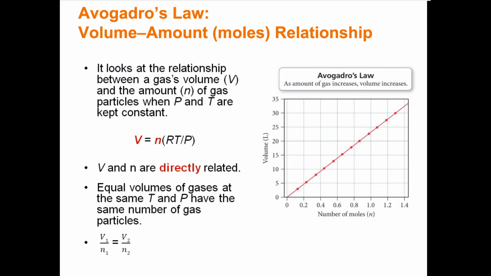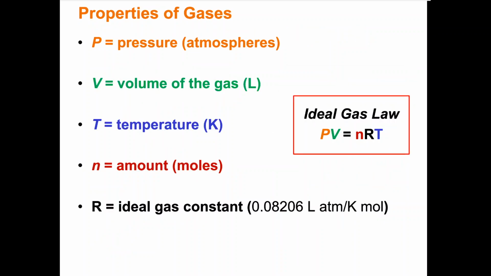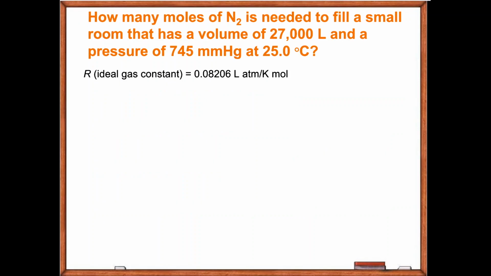Last one, Avogadro's law. It looks at the relationship between the gas's volume and the amount of the gas when P and T are kept constant. So volume and N, or V and N, so volume and number of particles are directly related. Equal volumes of gases at the same T and P have the same number of gas particles. In other words, as I increase volume, I increase the number of moles, assuming everything else is held constant.